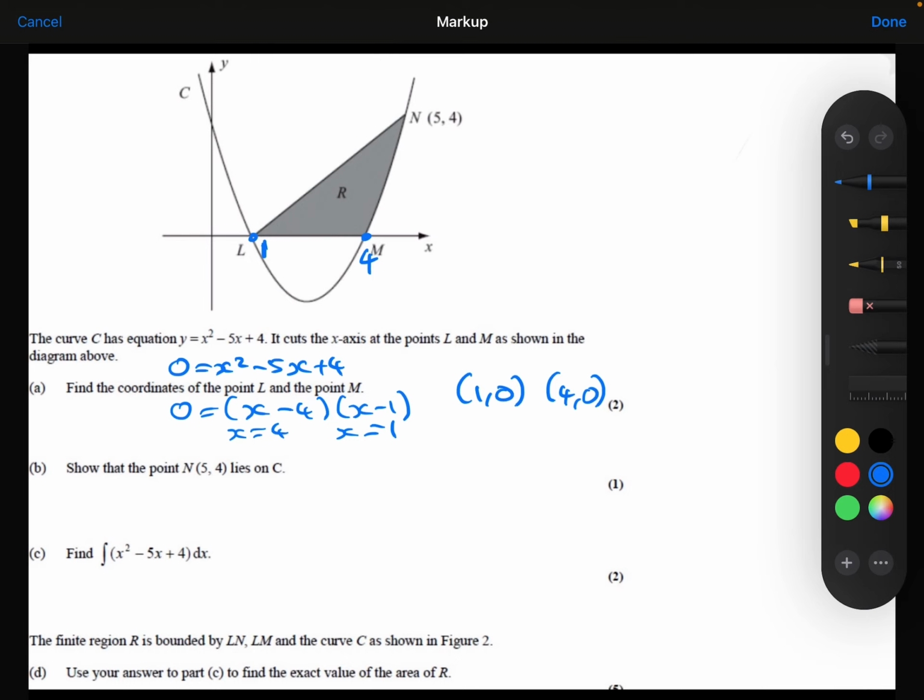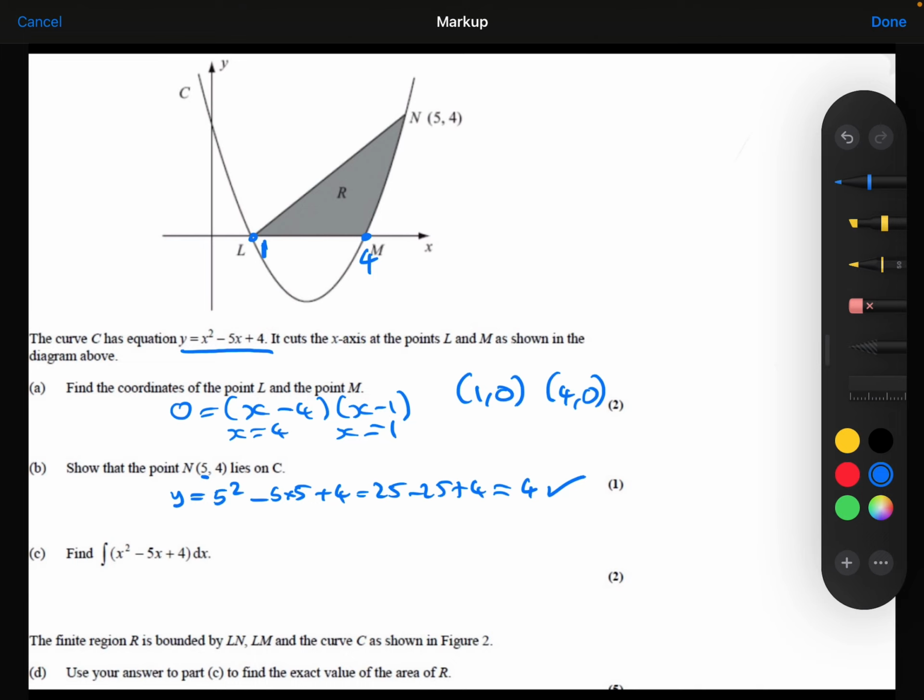Part B says to show that the point N, (5, 4), lies on the curve C. So if it lies on the curve C, then I should be able to substitute it into the equation for C. So if I substitute x equals 5 into that, I should find that y is 4. So y equals 5 squared minus 5 times 5 plus 4, which is 25 minus 25 plus 4, which obviously does equal 4, which is what we wanted to show. So yes, the point N, (5, 4), is on the curve.